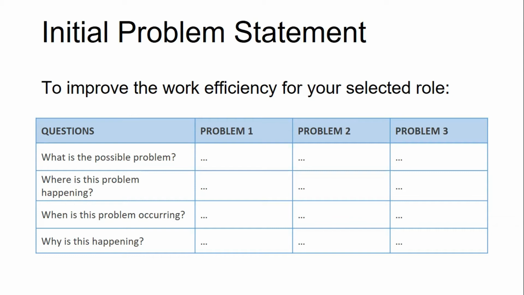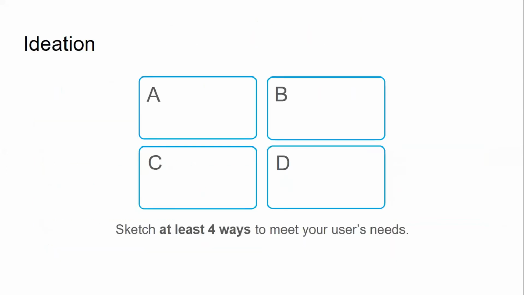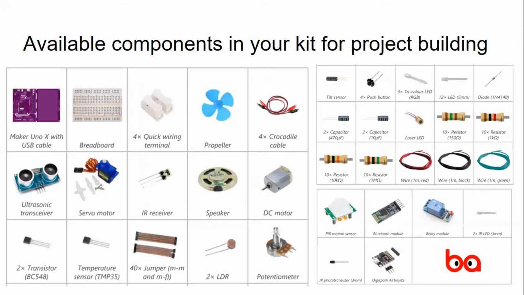Okay, so this is to improve the work efficiency for your selected role, whichever role you choose. In the group, you can discuss what problem 1, problem 2 and problem 3 are, based on these questions. And then you need to come up with 4 different ideas. Maybe each person comes up with one idea. And later on, which components you want to use, you can also still discuss.